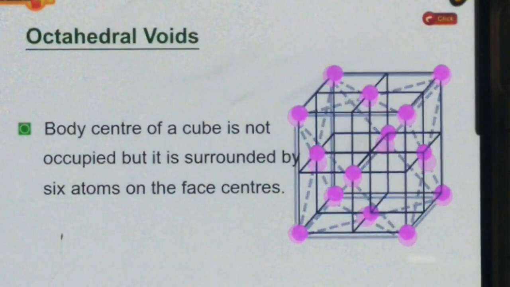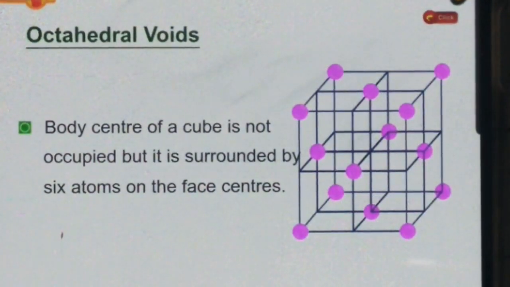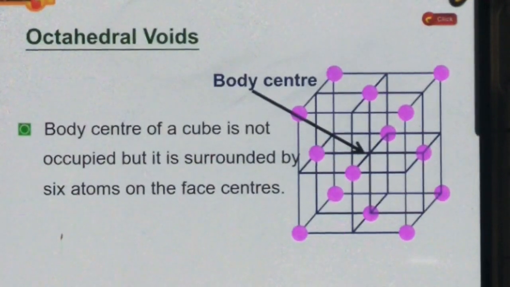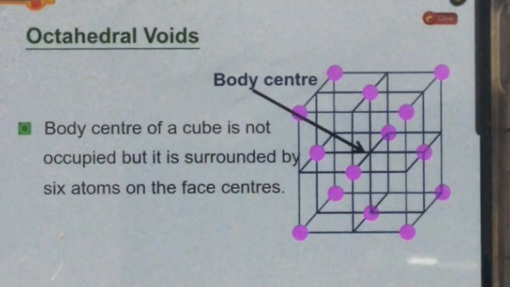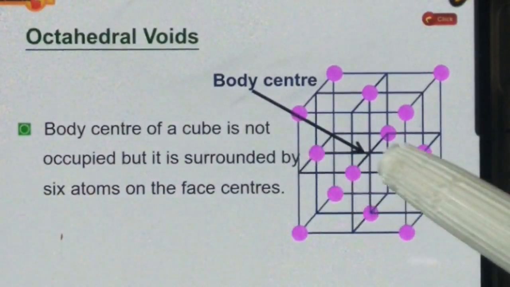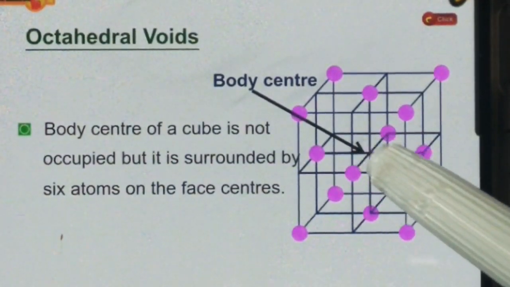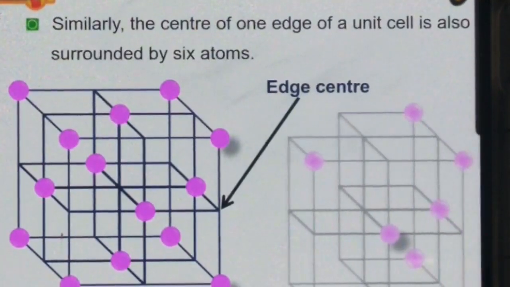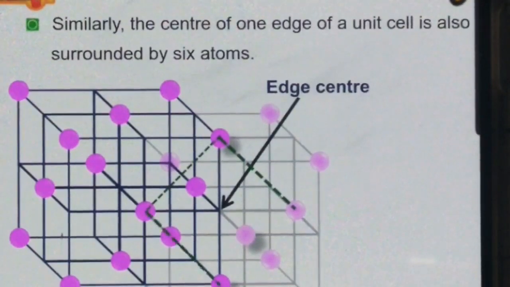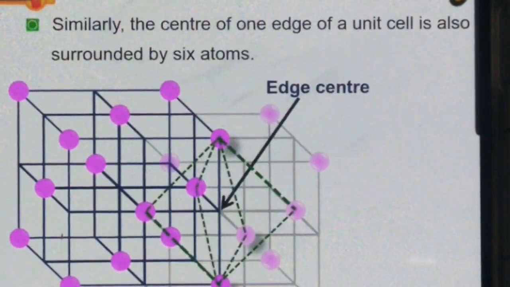Now, let us try to locate the octahedral voids. The body center of a cube is not occupied but is surrounded by 6 atoms on the face centers. Which are the 6 atoms actually? 1, 2, 3, 4, 5th one and 6th one. So here the octahedral void will be surrounded by these 6 atoms. Similarly, the center of one edge of a unit cell is also surrounded by 6 atoms.